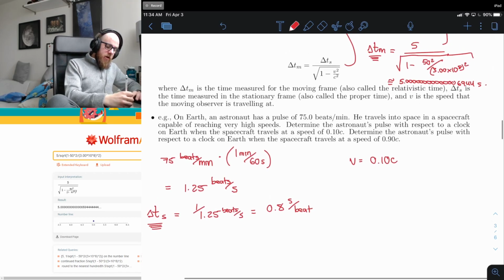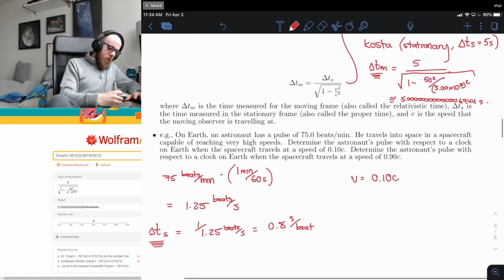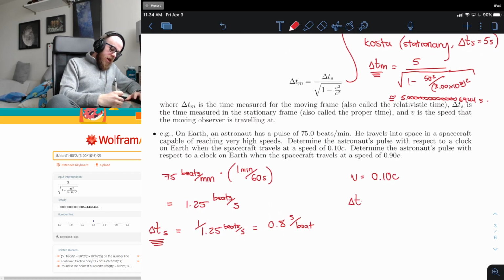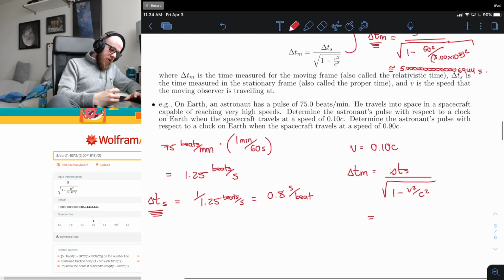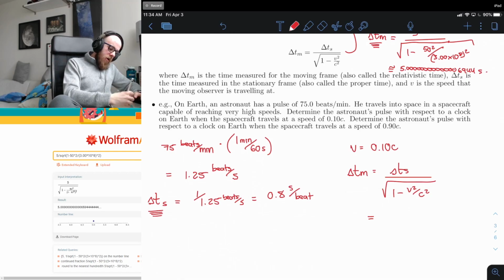So let's figure out the time it takes in the moving reference frame. Delta Tm is equal to delta Ts over the square root of 1 minus v squared over c squared. So that is going to be equal to, we saw that each heartbeat took 0.8 seconds to occur, over the square root of 1 minus v squared, so that's 0.10 c squared over c squared.